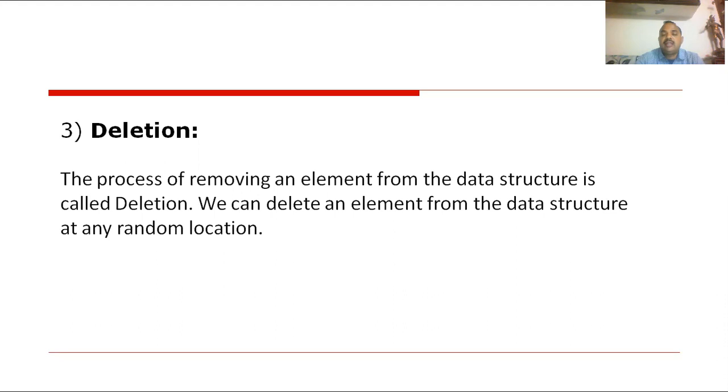In the data structure, we can delete an element from anywhere. Anywhere means from the beginning, the end, or the middle of the data structure. The process of removing an element from the data structure is called deletion. We can delete an element from the data structure at any random location, that is the beginning, middle, or end of the data structure.